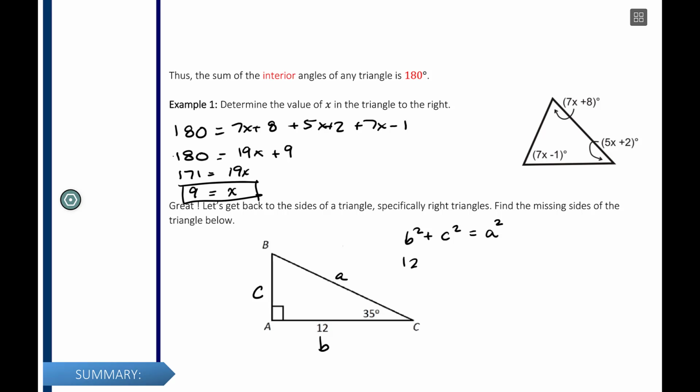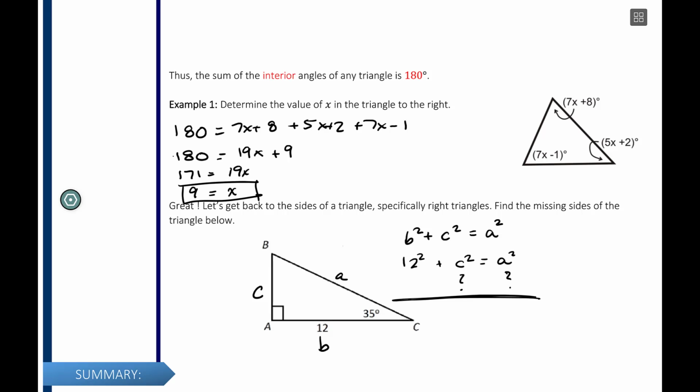Plugging in the things I know, I'm well on my way, except I've run into a little bit of a roadblock. I don't know what C is, and I don't know what A is. How am I supposed to work with this? I've only got one equation, but I have two things that are unknown. If I have two things that are unknown, then I can't solve this problem, right?